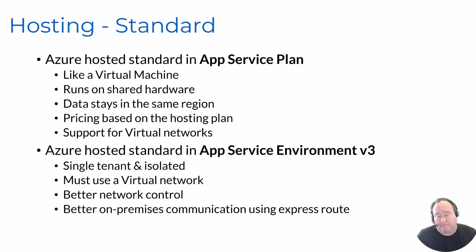So all in all, you get much better network control in terms of integrating your app service environments with your on-premises resources. This would generally be used along with Express Route, so where you have your on-premises data center connected with your Azure resources using these app service environments and your Express routes and setting that up. So it's a much more advanced scenario.